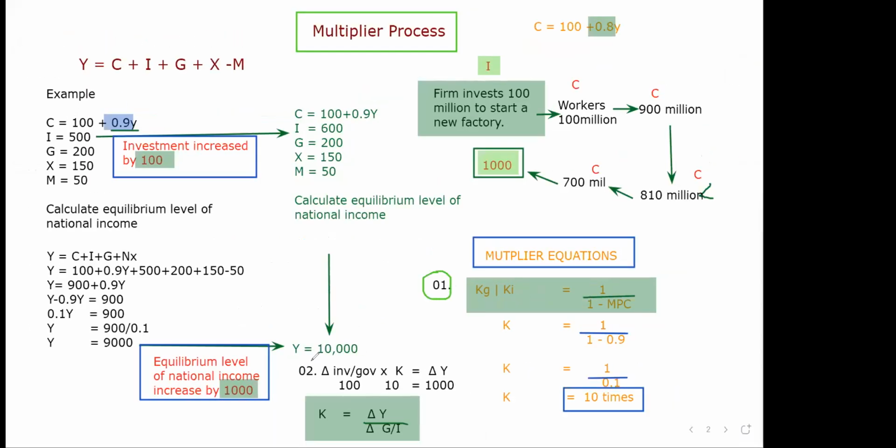This or this? I used the second equation and I calculated the change in Y. That is what I did. K equals change in Y over change in I. So I got that the national income changes by 1,000. From that 1,000, I minus the initial investment change, and I got 800 balance.